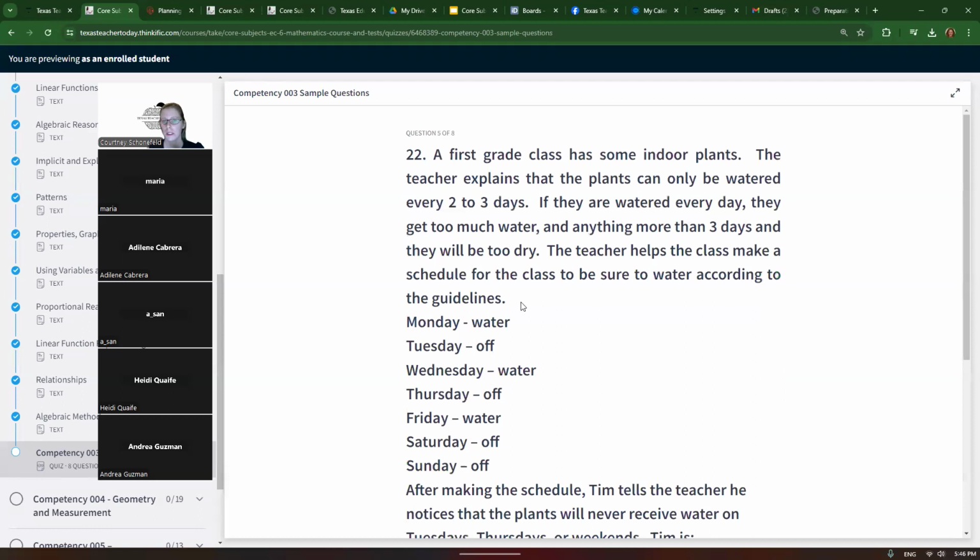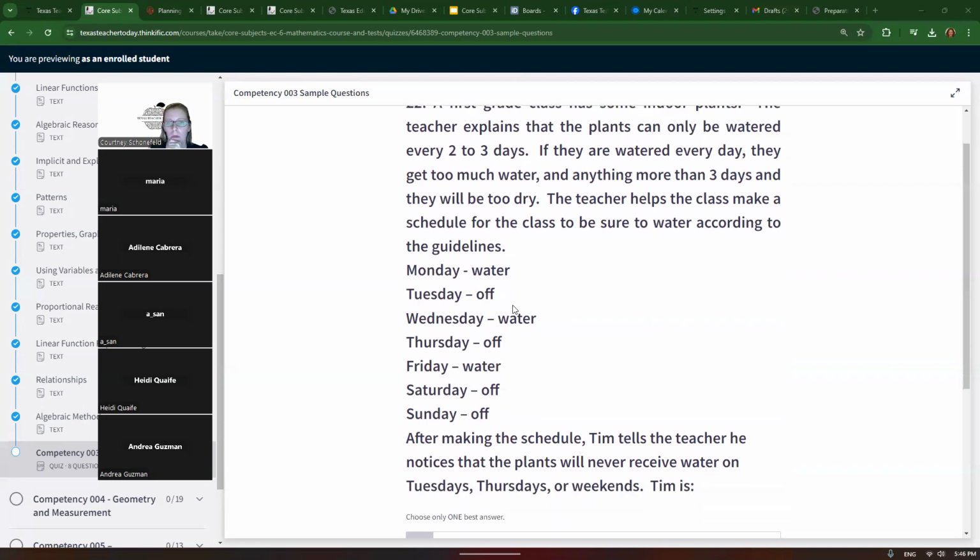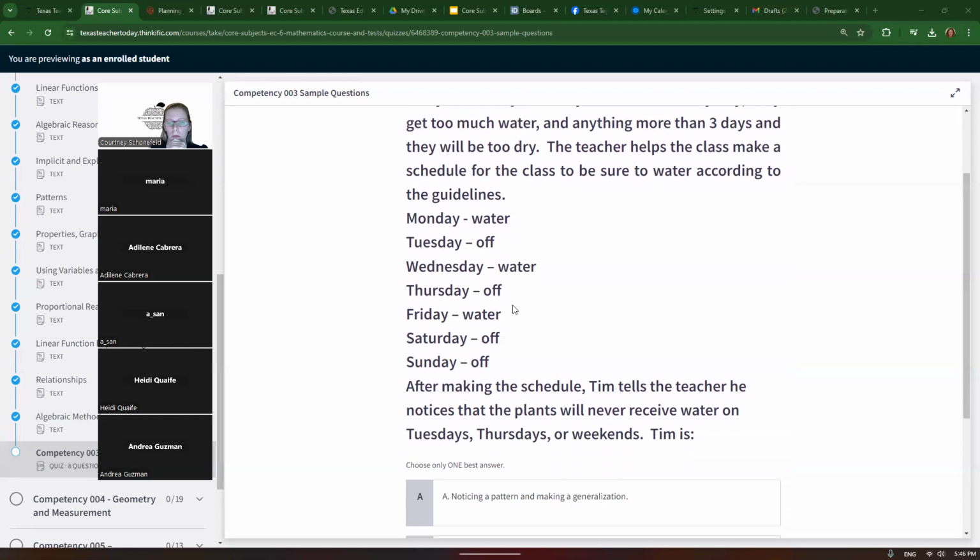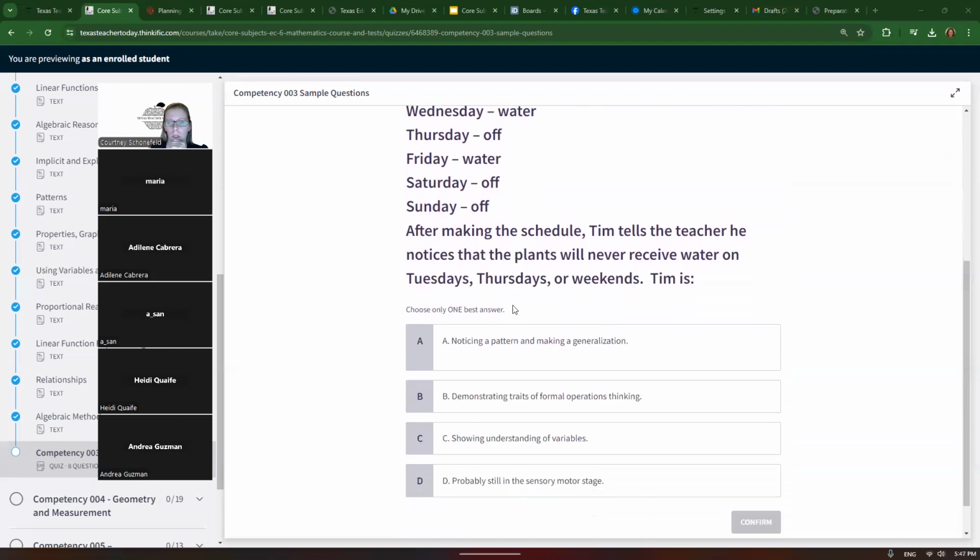All right, now this one might be a little bit harder to do because it's a lot to read, but I'll scroll down when y'all are ready. And then we'll see what you guys think about this one.